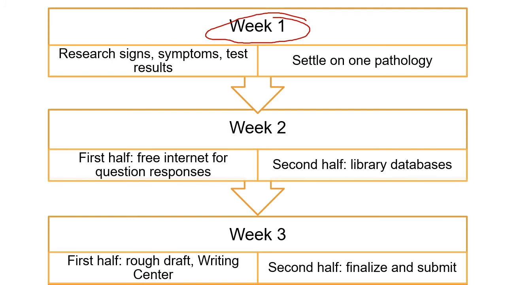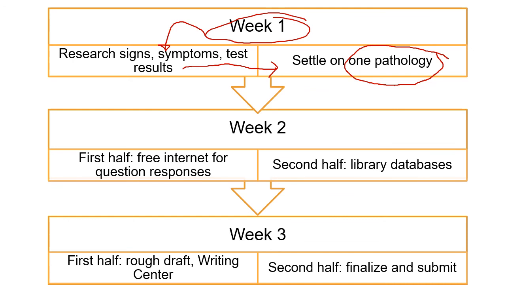spend this time using the free internet like Google, Bing, whatever. Research the signs, symptoms, and test results so you know what these things mean. As mentioned, you'll start to see the same 3, 4, 5 diseases or pathologies showing up again and again. By the end of week 1, settle on one pathology. Do not spend more than 7 days on this process. At the end of week 1, settle on one pathology.